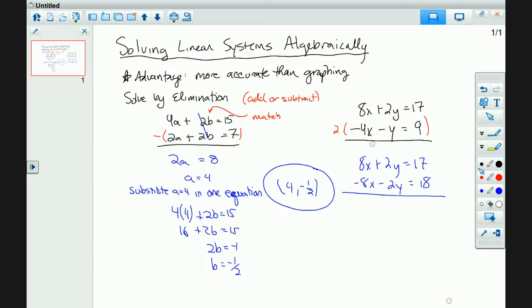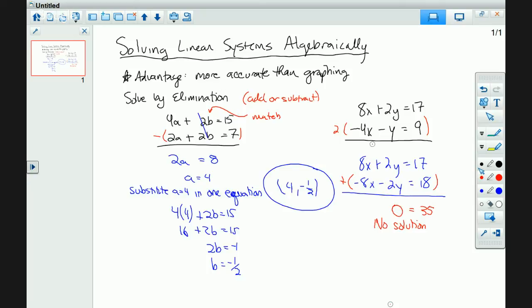Add or subtract? 8 plus negative 8 is 0, right? What's 2 plus negative 2? 0. What's 17 plus 18? It would be 35. Okay. So what happens if you get that kind of answer? There's no solution. So that's what the algebra looks like for no solution.